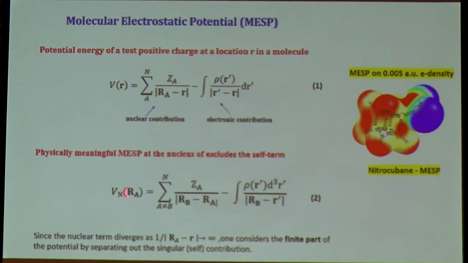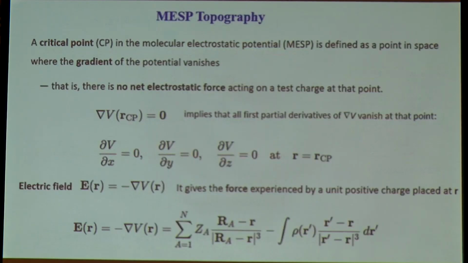In this talk, I also apply this quantity, the electrostatic potential at the nucleus. Every nucleus you can also calculate. Of course, you have to ignore the infinite term. Only the finite part you should consider. That is, the 1 over |Ra minus r| term goes to infinity. That has to be excluded to get the nuclear potential, the MESP at the nuclear position.